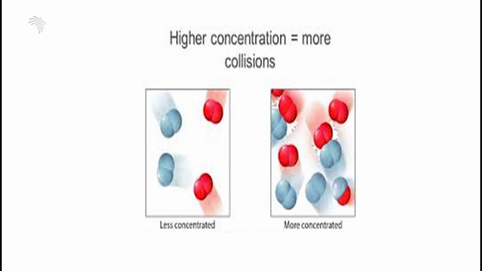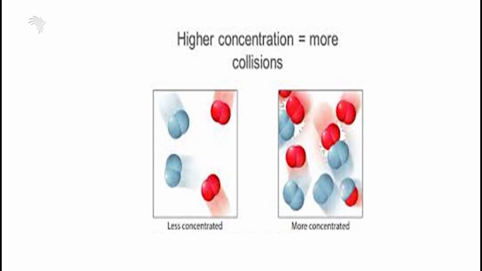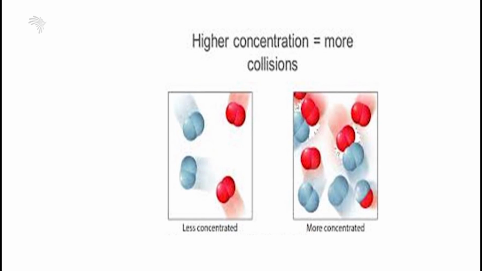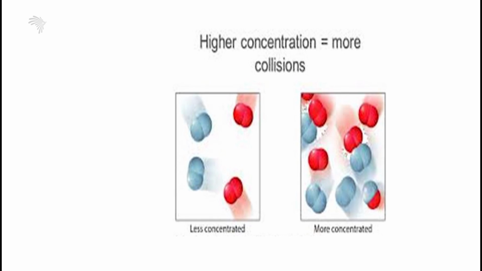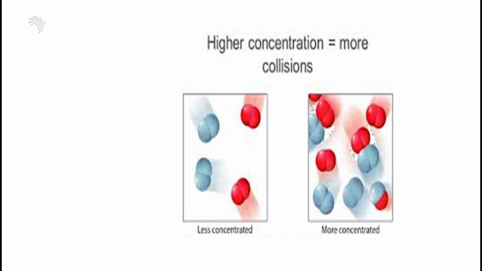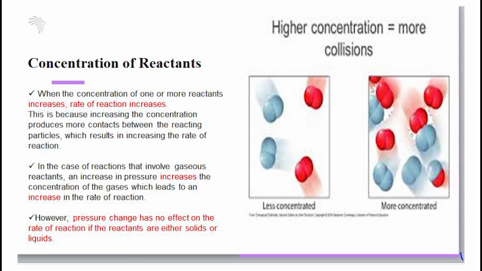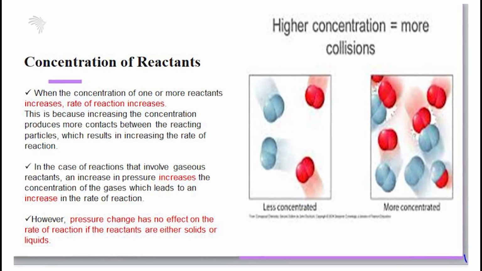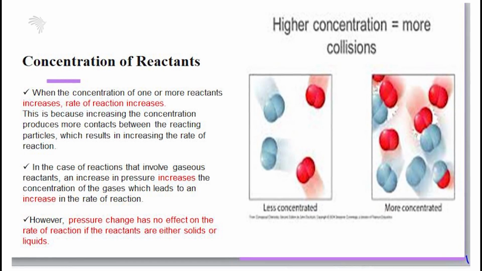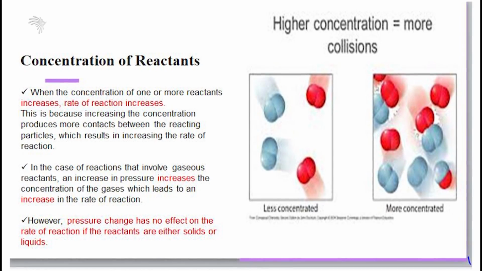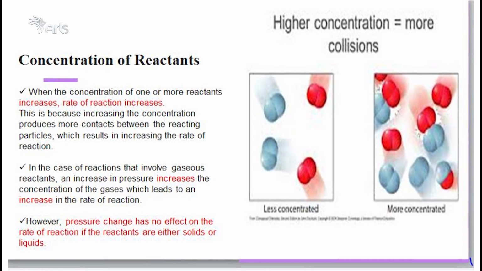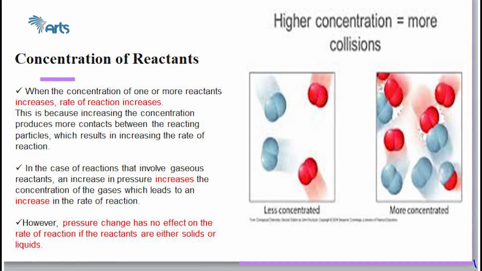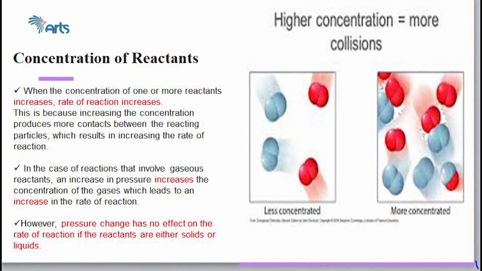So concentration and the rate of a chemical reaction are directly proportional. When we increase the concentration of reactants, this also increases the number of possible collisions between particles. But when we decrease or lower the concentration, the number of possible collisions between particles will also decrease. So this is how concentration affects the rate of a particular chemical reaction.